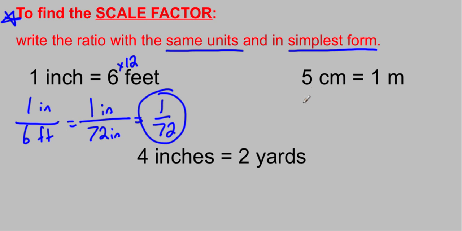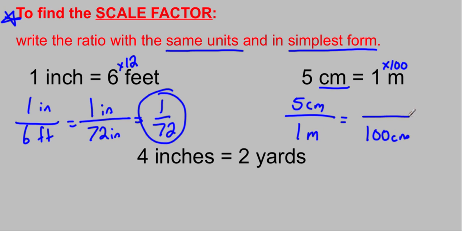So let's try the next one. 5 centimeters to 1 meter. But the first step is we got to rewrite them with the same units. So we have centimeters, so let's change meters into centimeters. Remember, there are 100 centimeters in a meter, so we can multiply times 100, and we get 100 centimeters is the same thing as 1 meter over 5 centimeters. And then we simplify. 5 and 100 can both be divided by 5, and we get a scale factor of 1/20. So 1 centimeter in the model is equal to 20 centimeters in the real object.